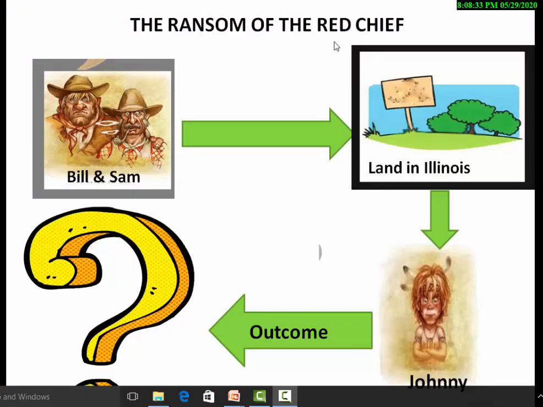The Ransom of the Red Chief is a story about two kidnappers who wanted to buy an illegal plot of land in Illinois by carrying out a kidnapping because they need the money, and a terrible outcome which we will get to know as we proceed with the story.